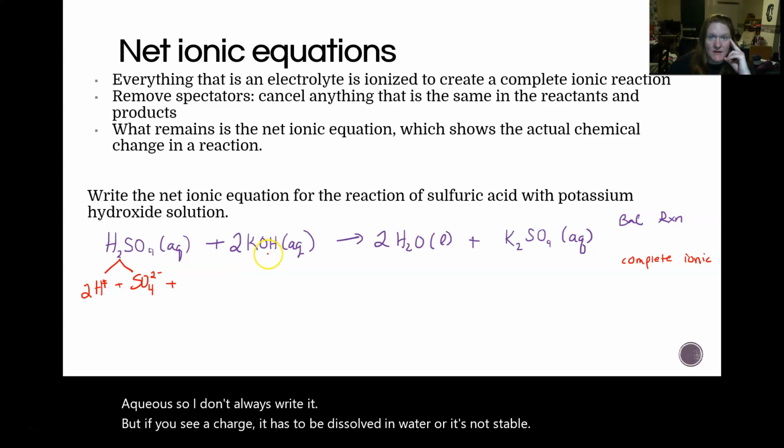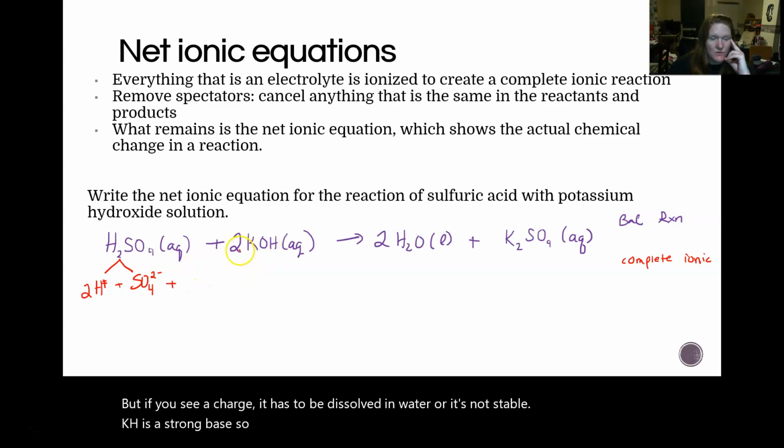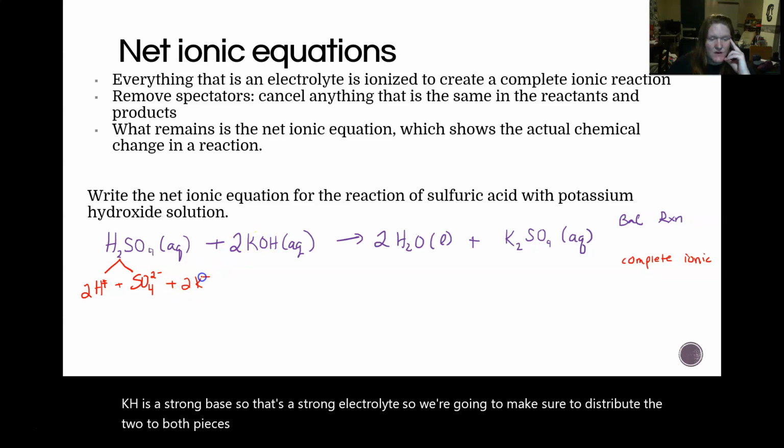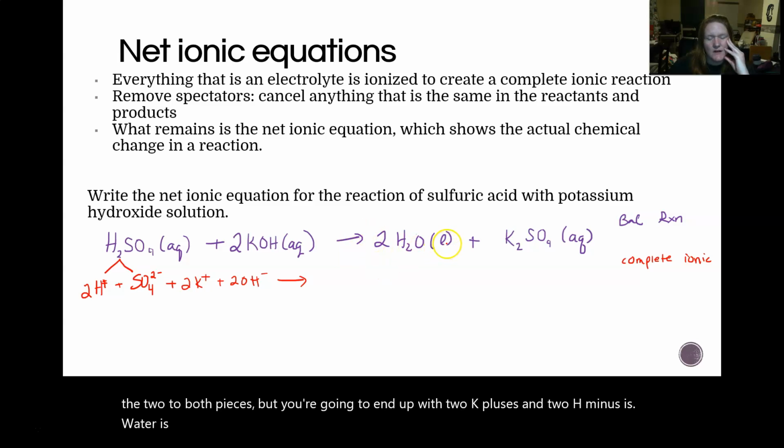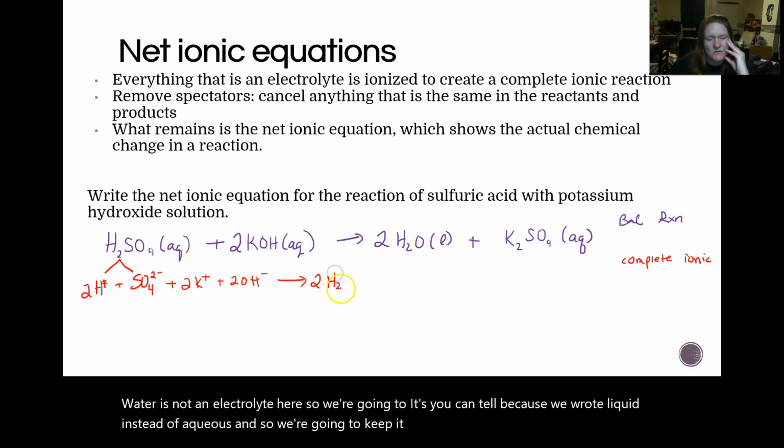KOH is a strong base, so that's a strong electrolyte. So we're going to make sure to distribute the 2 to both pieces, but you're going to end up with 2 K pluses and 2 OH minuses. Water is not an electrolyte here. You can tell because we wrote liquid instead of aqueous. And so we're going to keep it as 2 water.